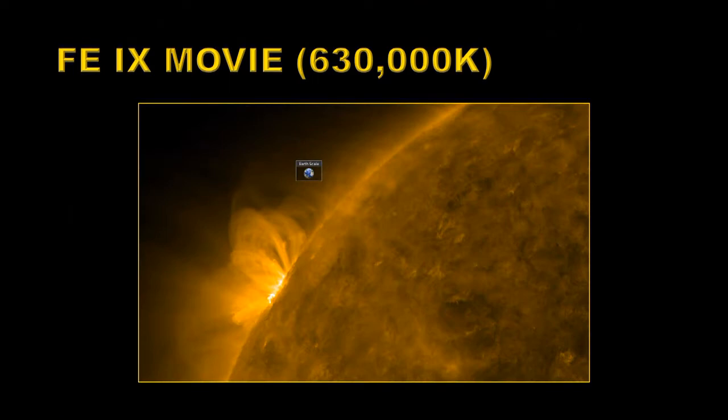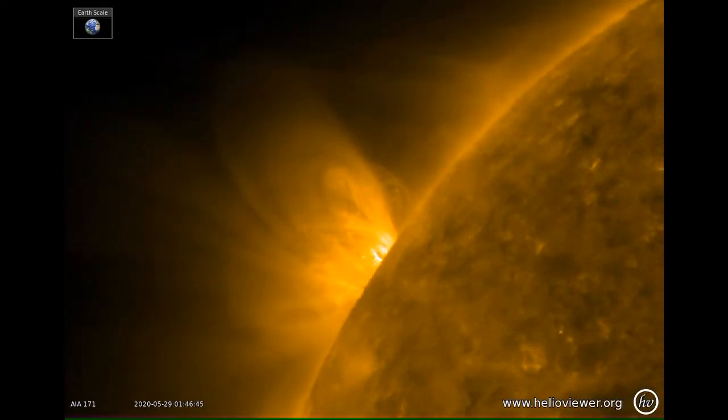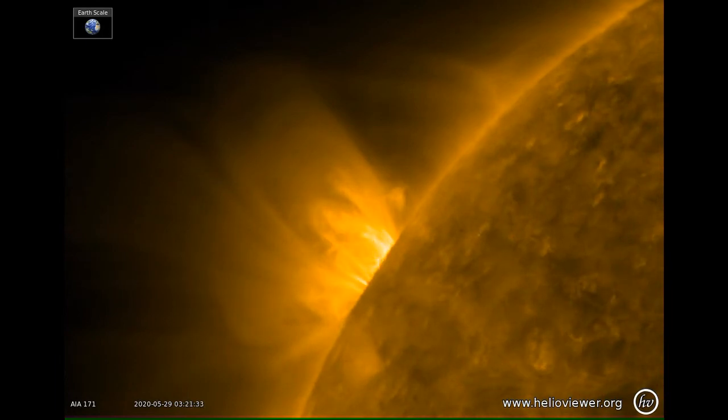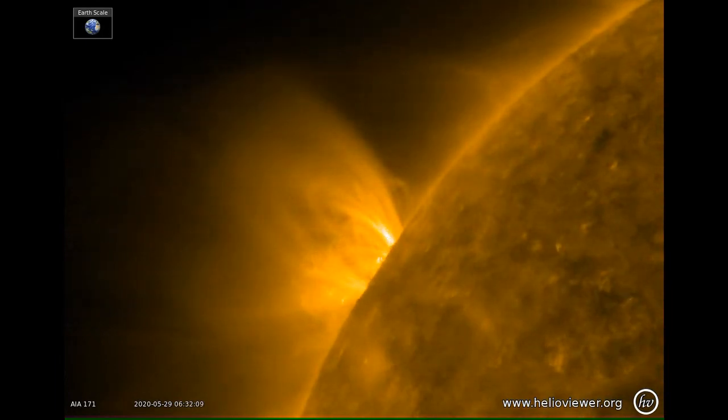The next movie is going to be the Iron 9 movie. That's about 630,000 degrees Kelvin. So this is not quite the high temperature corona, it's sort of in between. And so what you're looking at are the coolest loops in the corona. Now these loops are indicative of the solar magnetic field. And this is the loops that are populated with the lower temperature coronal material. Notice how the loops reconfigure after each flare. In fact, you can almost see a shock run through the region after each flare occurs.